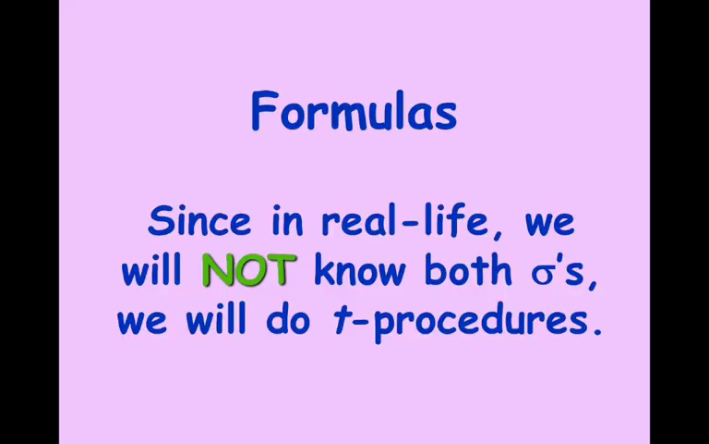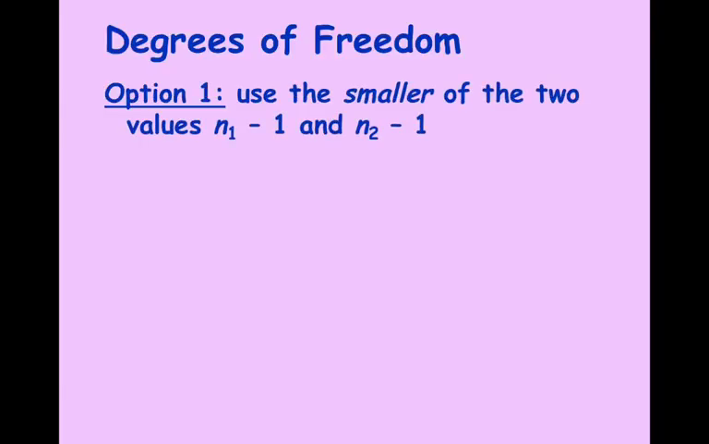Remember that our t procedures and our t critical values and our test statistics are all based on degrees of freedom. Our degrees of freedom are sample size minus 1. So what do we do when we have 2 different samples? How do we calculate the degrees of freedom for the problem? Well, to do that, we actually have 2 options when calculating degrees of freedom for 2 sample inference. The first, option 1, is that we use the smaller of our degrees of freedom, either sample size 1 minus 1 or sample size 2 minus 1.